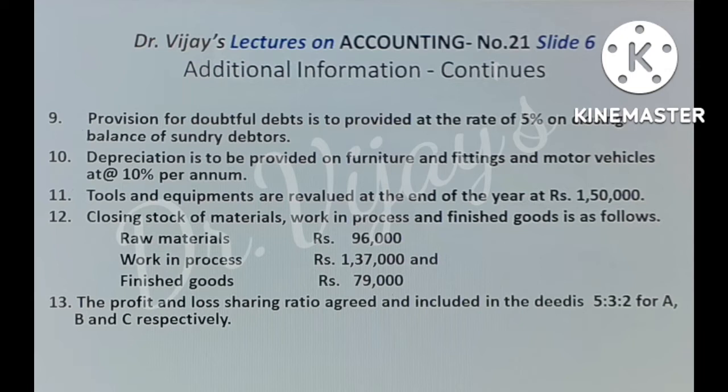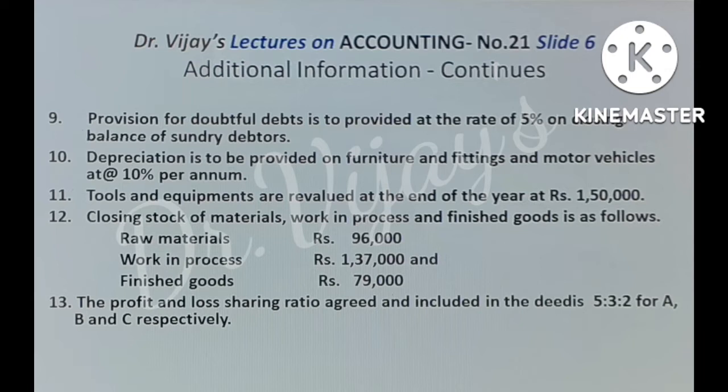Tools and equipment are revalued at the end of the year at 1,50,000 rupees. Here it is the revaluation method of depreciation. The asset is revalued at the end of the year. The value given in the balance sheet, the closing trial balance, minus this value as per revaluation is the amount of depreciation. That will be shown on the profit and loss account debit side. And on the balance sheet asset side, tools and equipment should come as 1,50,000 rupees.